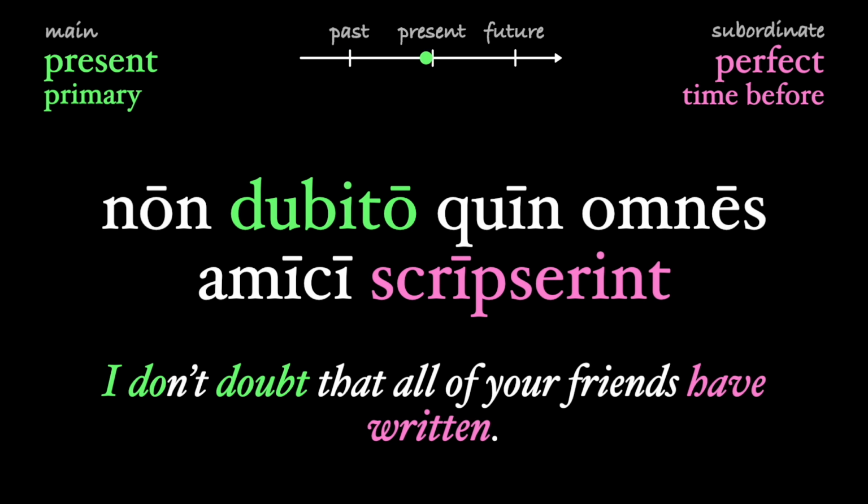And one more example. Non dubito quin omnes amici scripserint. I don't doubt that all of your friends have written. Dubito is present indicative, and so we are in primary sequence, and our perfect subjunctive scripserint shows a completed action. The writing has already happened and is completed.